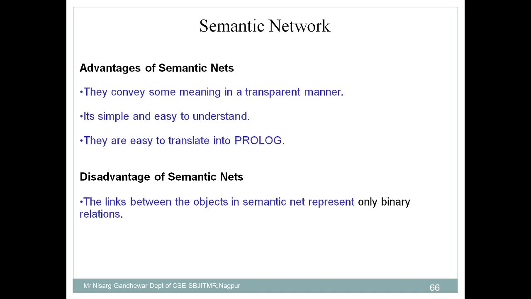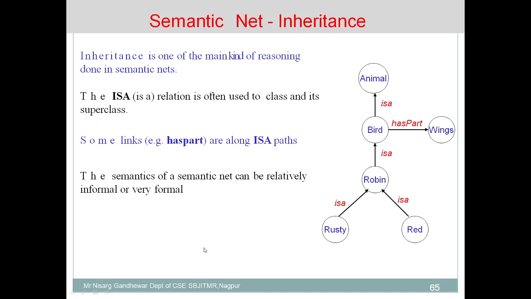Prolog is one of the tools you can use for implementing knowledge representation, that is propositional logic and predicate logic. Especially, it is used to implement predicate logic. The semantic network also possesses one drawback, one problem: the link between the objects in a semantic network represents only binary relations. So these are some benefits and drawbacks of semantic networks.